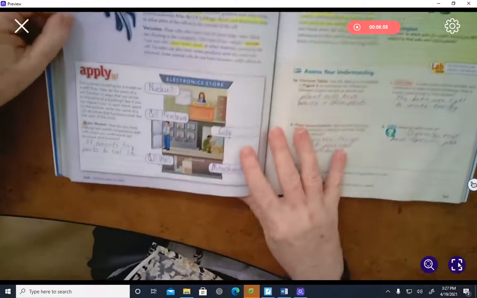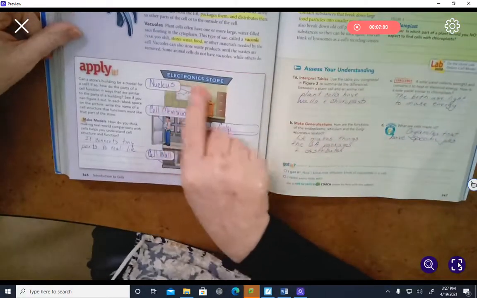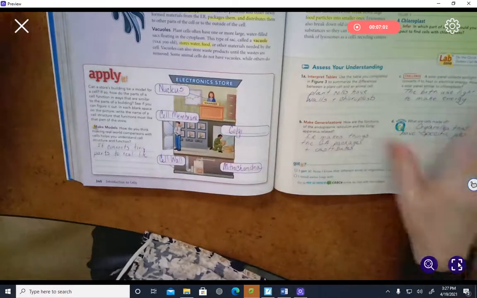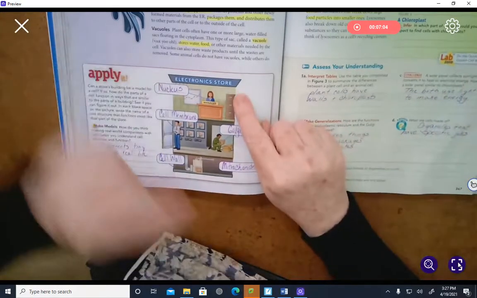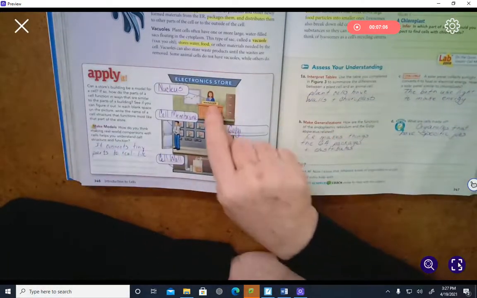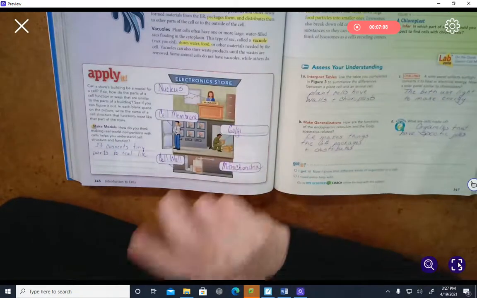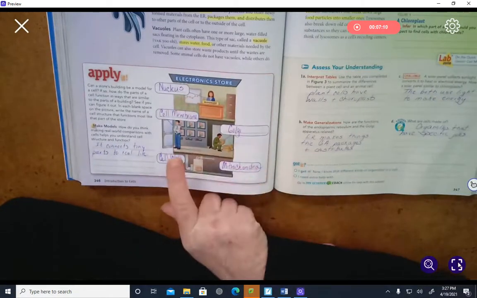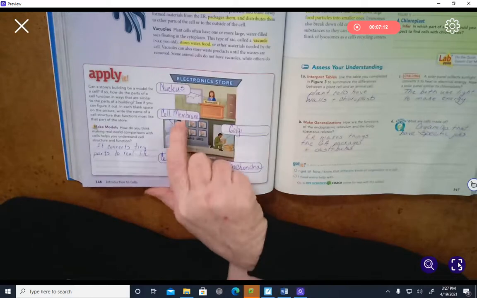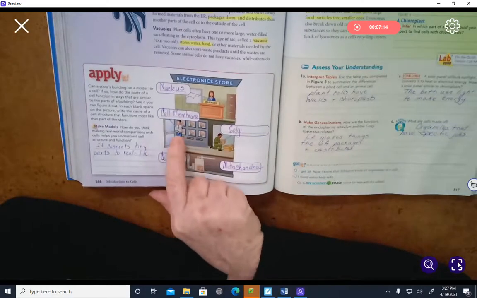So over here, if you went to an electronics store like Radio Shack, I guess, I don't know really if they even make those anymore, the manager would be the person that directs the activity, like the nucleus. This guard here would be like the cell membrane, allowing people to come in and out.